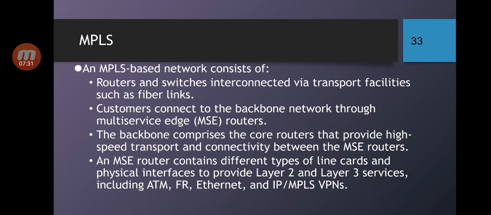An MPLS-based network consists of routers and switches. Customers connect to the backbone network through multi-service edge. The backbone comprises the core routers that provide high-speed transport and connectivity between the MSE routers. And MSE routers contain different types of line cards and physical interfaces to provide Layer 2 and Layer 3 services including ATM, FR, Ethernet, and IP MPLS VPNs.